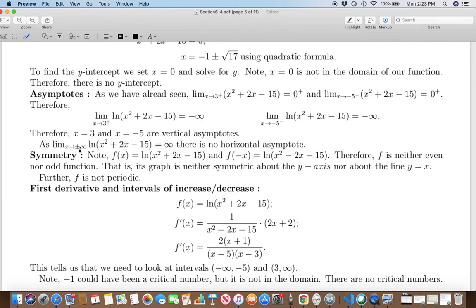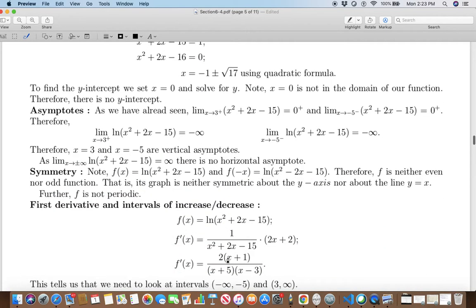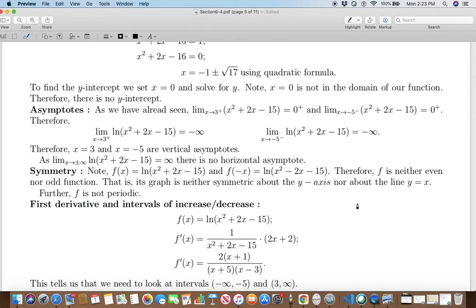Whereas when x approaches plus or minus infinity, my polynomial goes to infinity, so the natural log also goes to infinity. When x approaches plus or minus infinity, my polynomial goes to positive infinity. As my argument goes to positive infinity, my log also goes to positive infinity, which means I do not have any horizontal asymptote. What about symmetry?